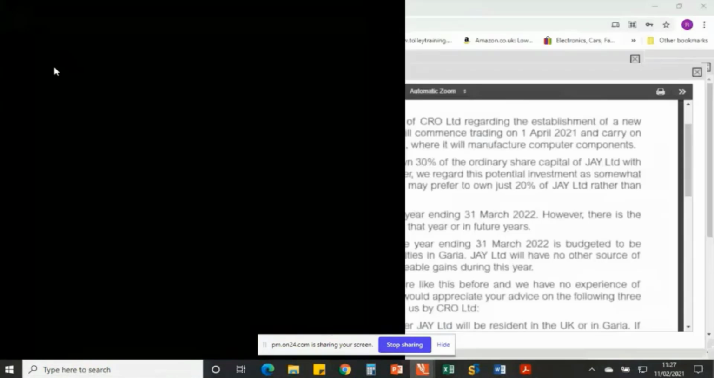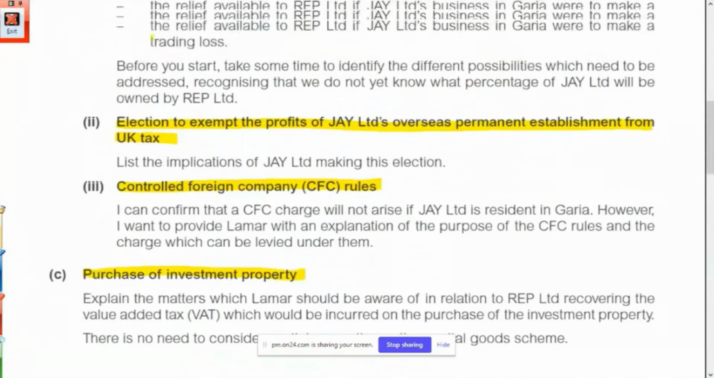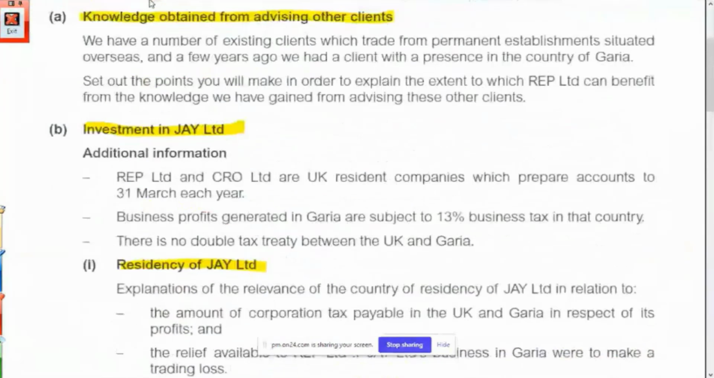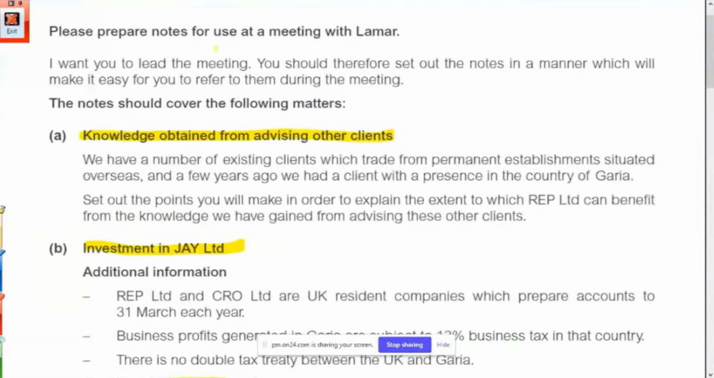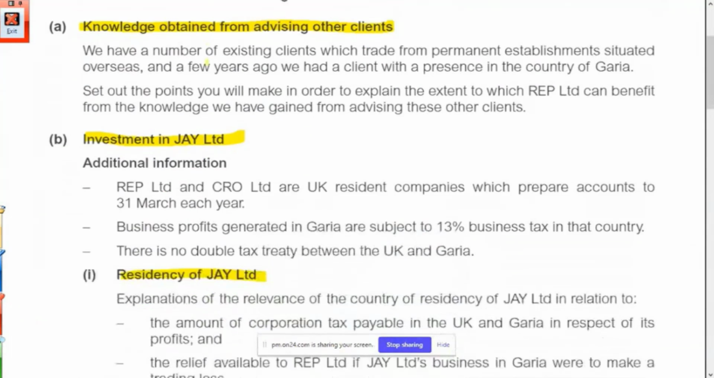So that was the client information. And now we're going back to what Lamar's said. Okay, A is to do with ethics, using information that you've gleaned from other clients. I'm going to park this. I'm not covering that in this webinar.